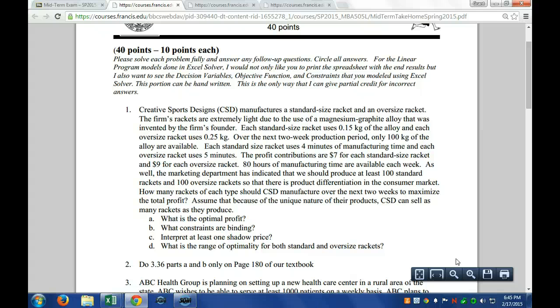Any other questions? I got a question today about 36, so I might as well answer that for the whole class. It says parts A and B only on page 180 of our textbook. Those are two separate models. They're the same situation, but two separate models. In part A, I can't remember exactly how it went, but in one part, we need to get this many exposures, minimize the cost to get this many exposures. The second one, we're saying, maximize exposures, and we have to adhere to this cost.